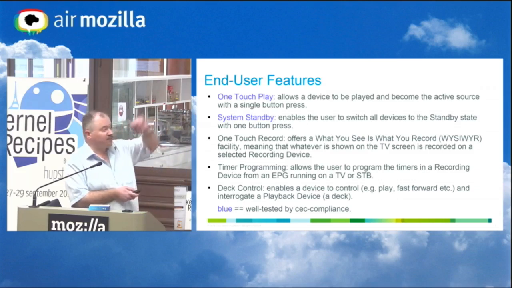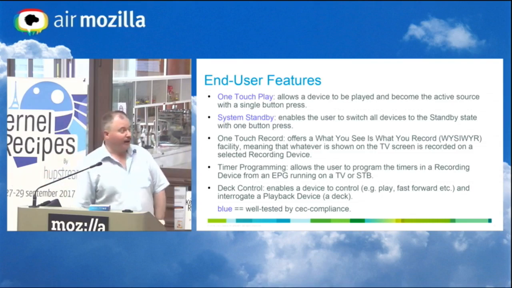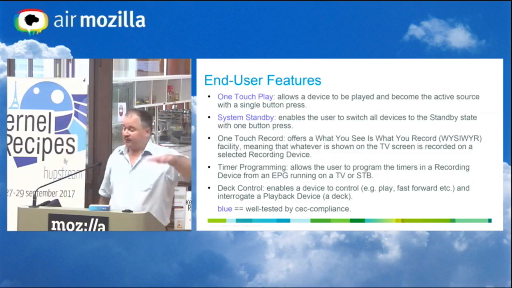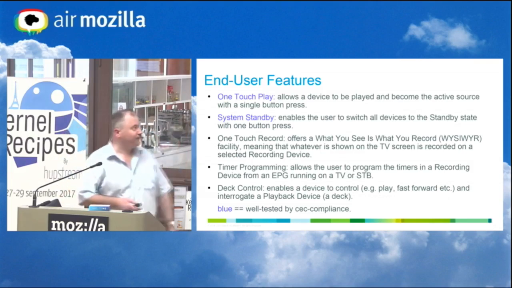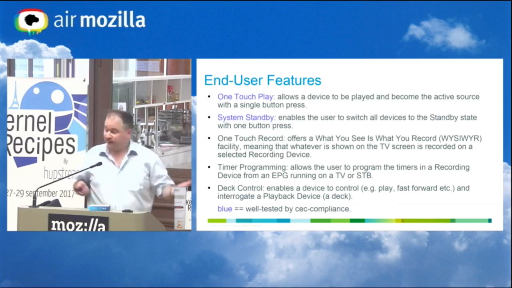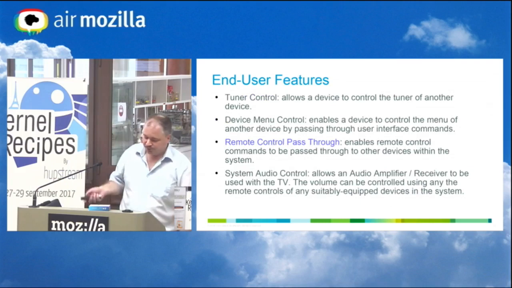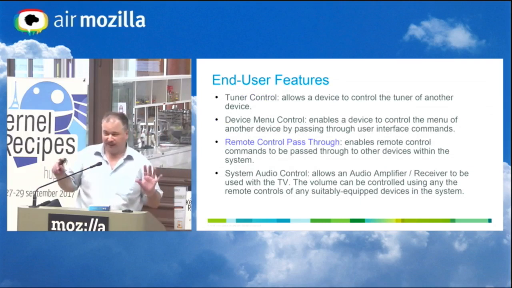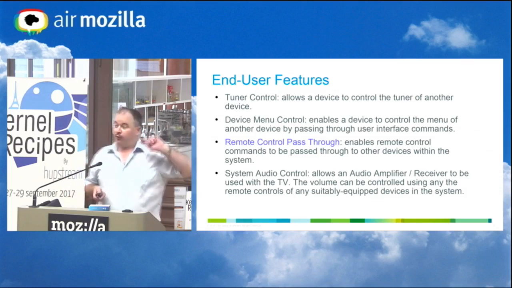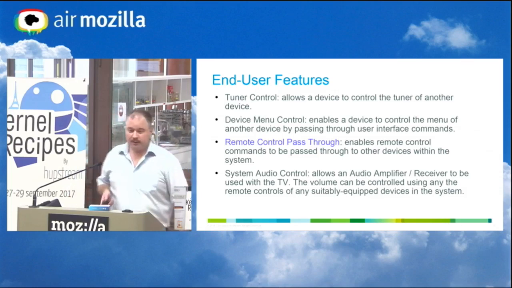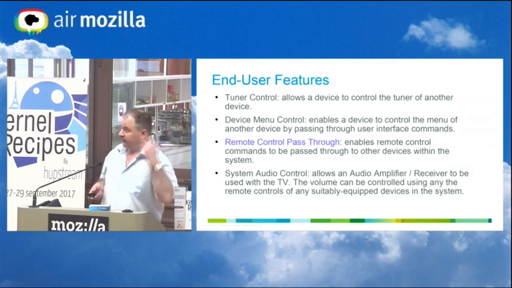So one touch play, that's the main one you want: you play, and you turn on the TV. System standby, the opposite direction: I'm done, just turn everything off. Recording typically comes from video recorders, timer programming, deck control, tuner control, some limited control over the display menu. Remote control pass-through, that's another important one. So you can use a single remote to control the TV, AV receiver.